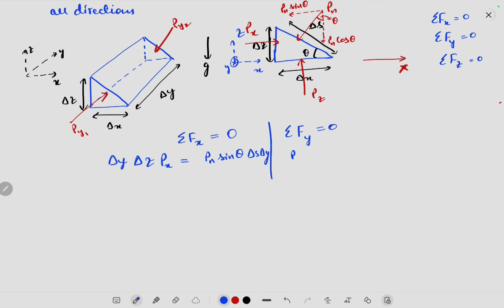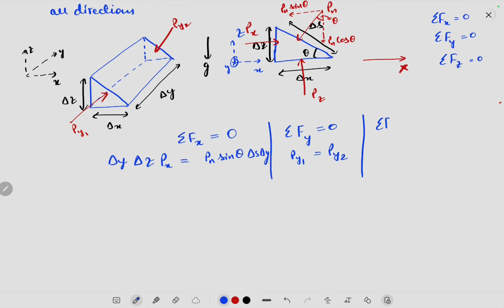Similarly, for summation Fy to be 0, we should have Py1 times this area equal to Py2 times this area, and since this area and this area are equal, we'll simply get Py1 equal to Py2, right?